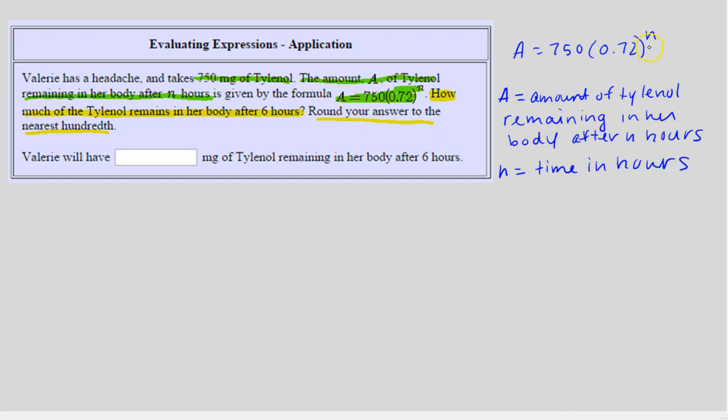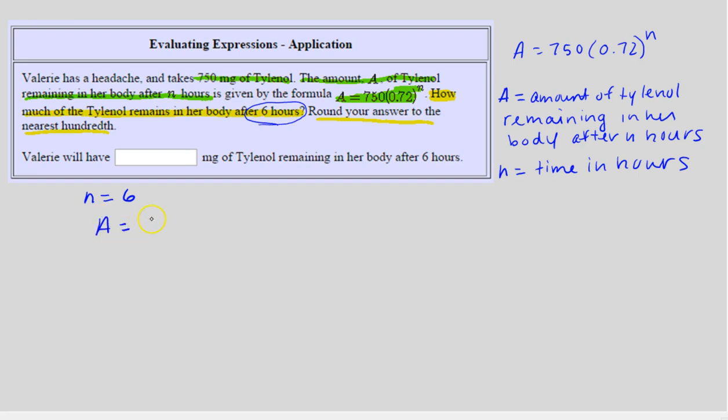Okay, so now we have this expression. Now we're going to look at our goal, how much of the Tylenol remains in her body after 6 hours. And they're giving us 6 hours. They're going to always, or almost always I'll say, give you either one of these letters, the n or the A. And you're going to replace the variable that they give you and solve for the other one. Since they're telling us 6 hours, that's the time measured in hours. They're not giving us how much Tylenol remains. So we're given that n equals 6, and we want to evaluate this expression for n equals 6.